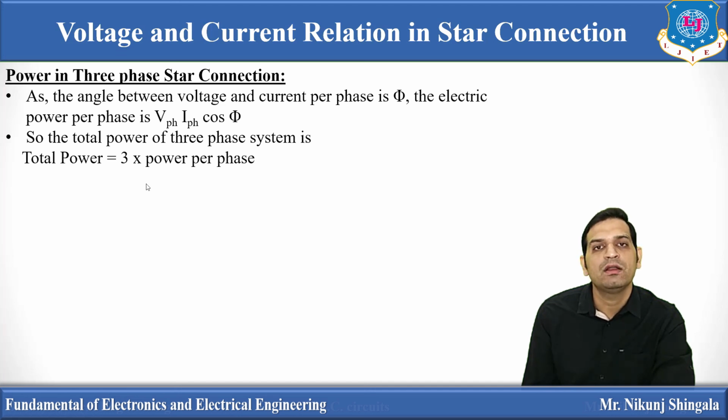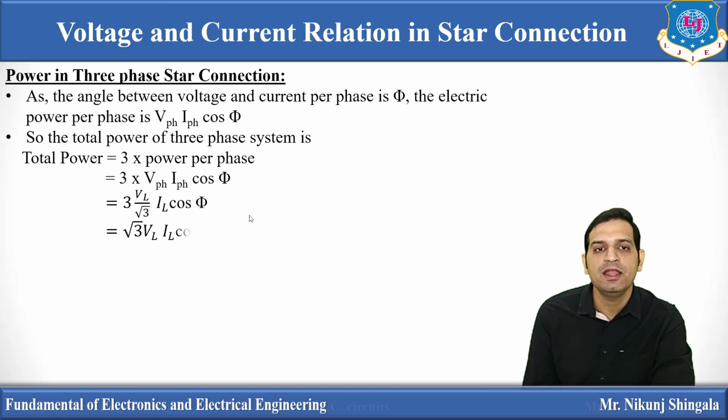Because the system is balanced, the power per phase will be equal for each phase. So 3 into power per phase, that is 3 V phase I phase cos phi. Now we know the relationship between line voltage and phase voltage for a three phase system: I phase will be equal to I_L and V phase will be equal to V_L by root 3. So if we solve this, we get root 3 V_L I_L cos phi. So this is the power in a three phase star connected system.